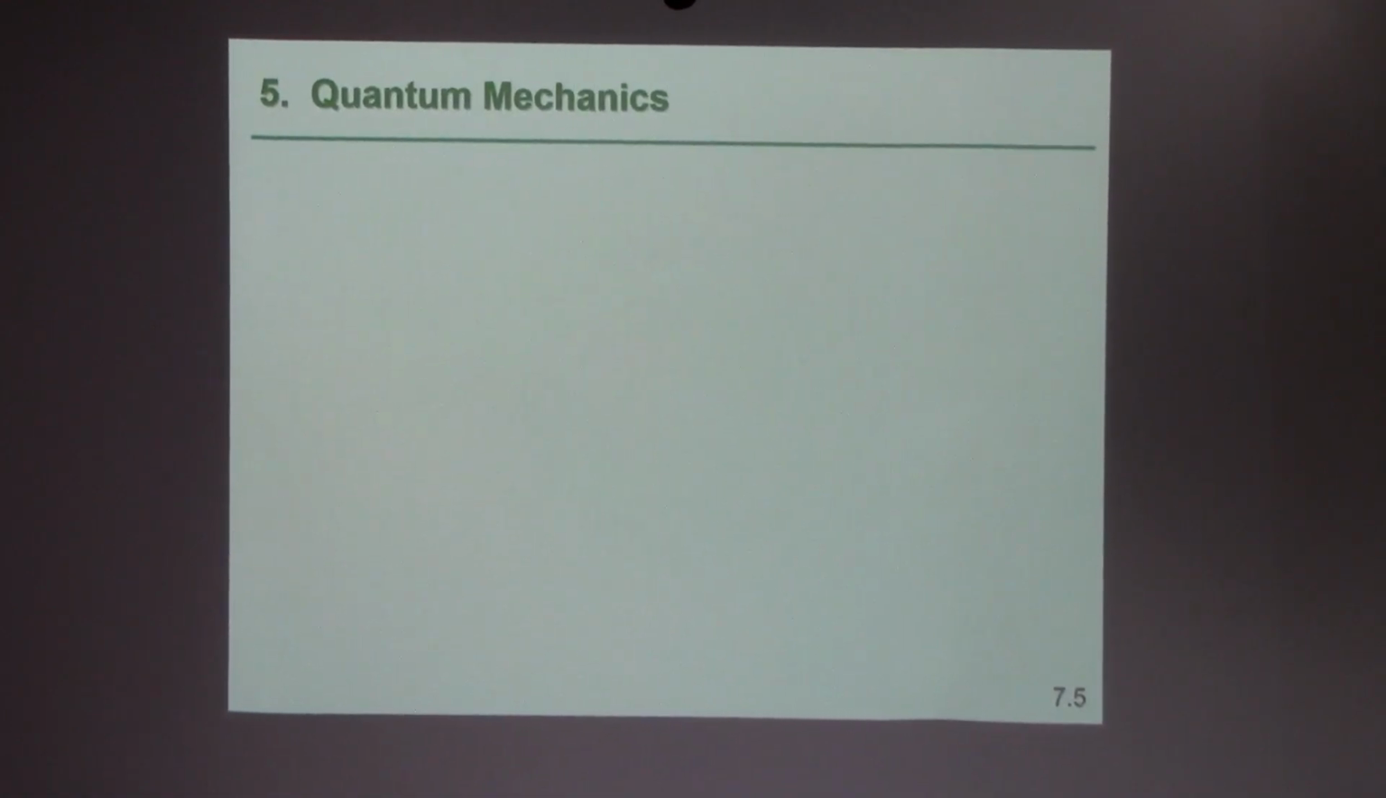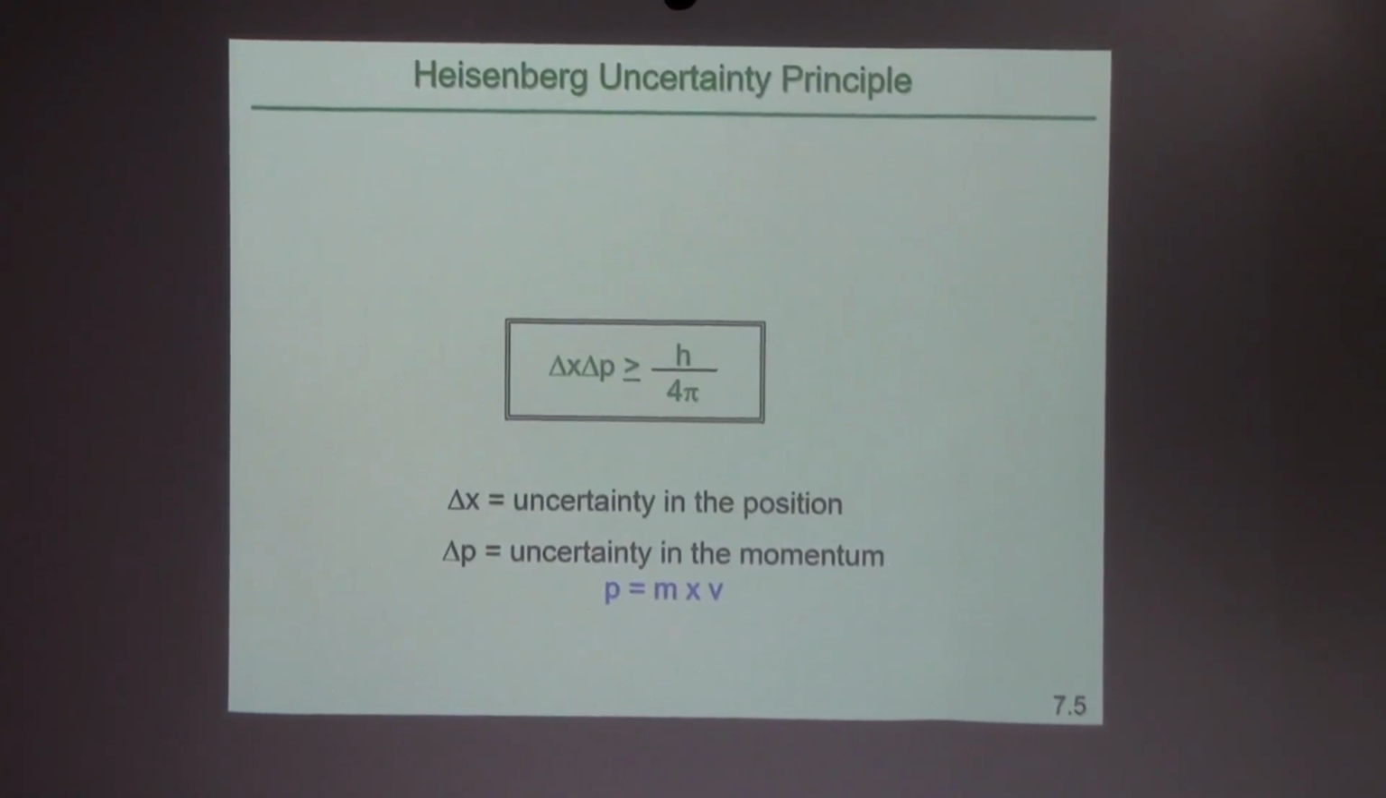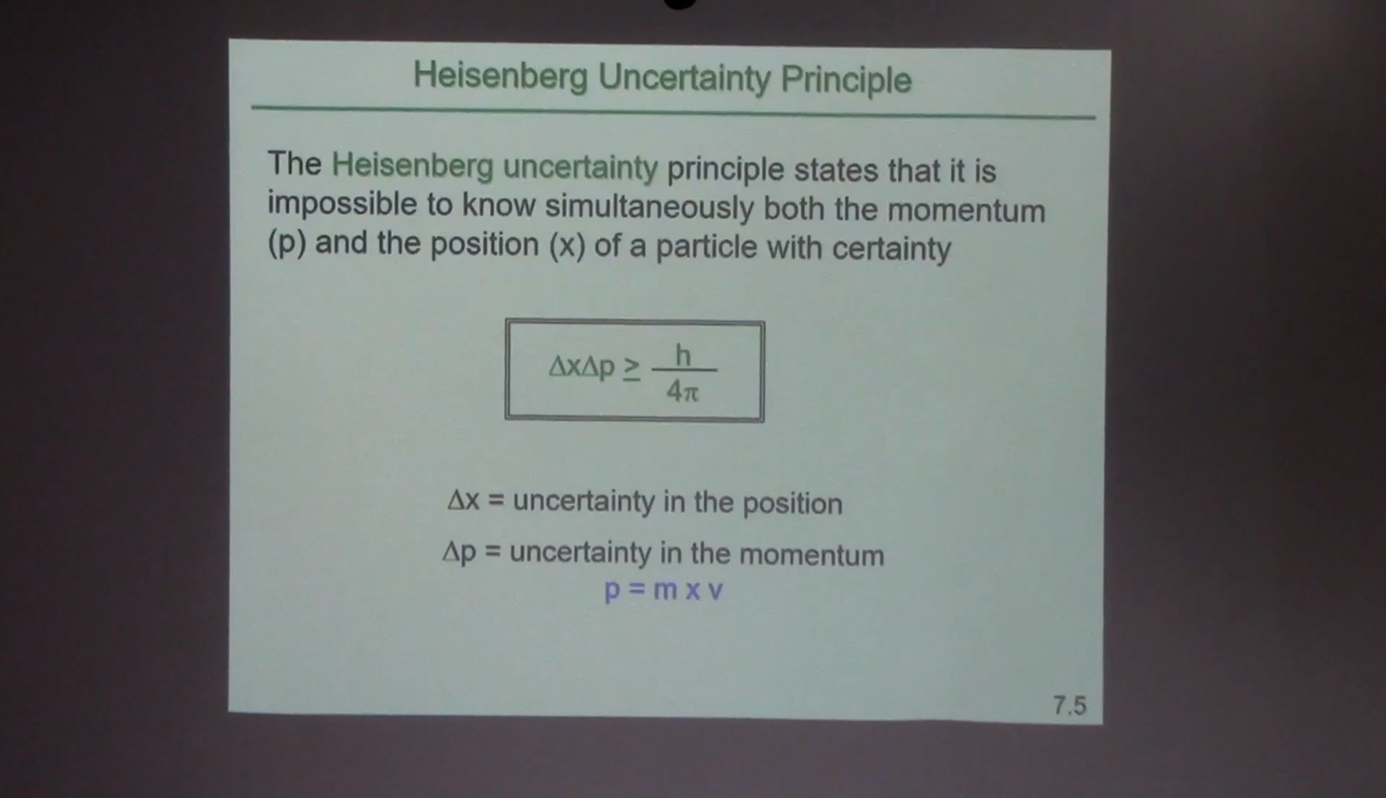Quantum mechanics. Schrodinger proposed an equation that described the motions and energies of submicroscopic particles. This equation launched quantum mechanics, a new era in physics. First, the Heisenberg uncertainty principle states that it is impossible to know simultaneously both the momentum p and the position x of a particle with certainty.